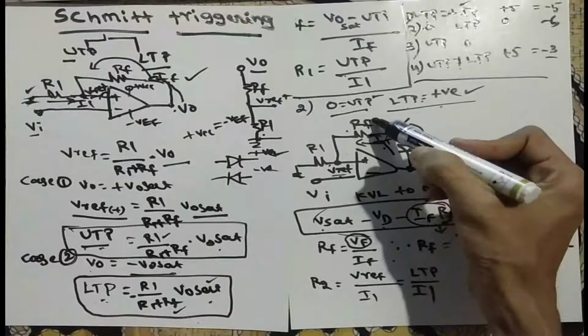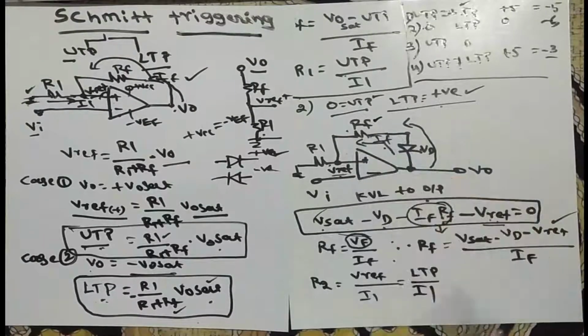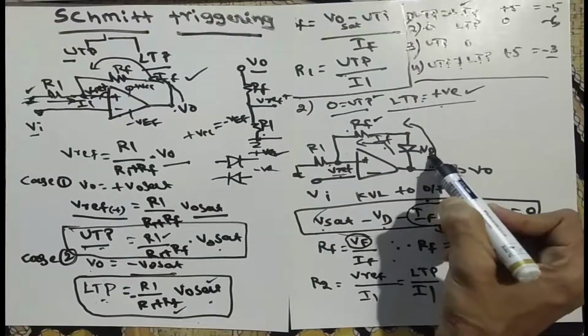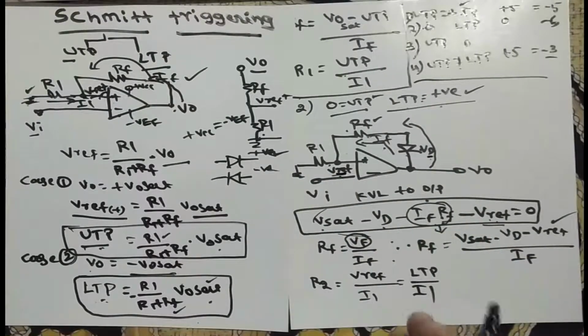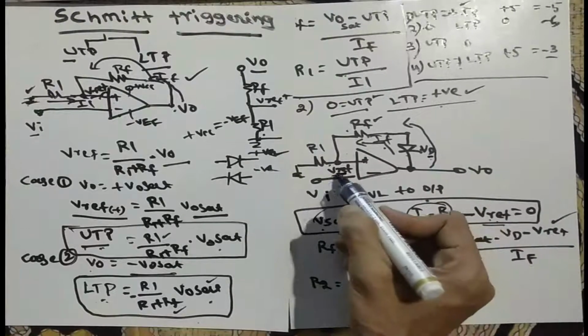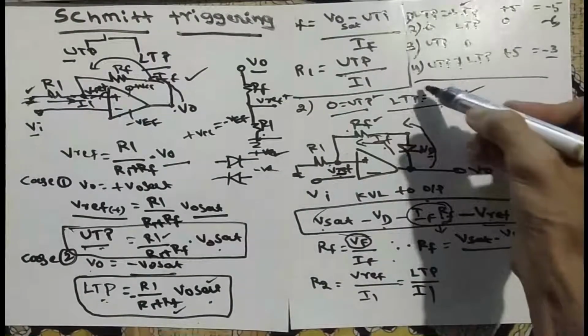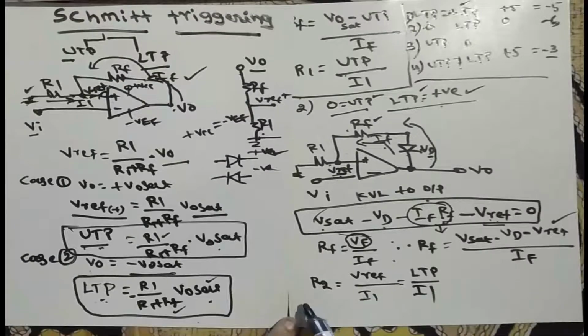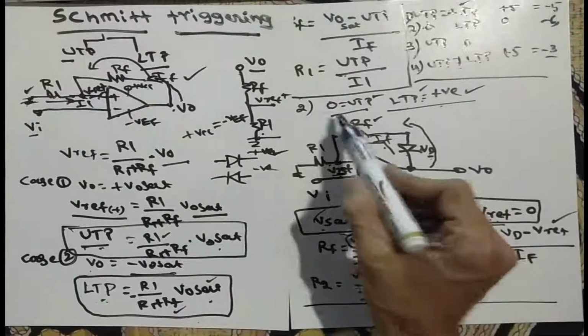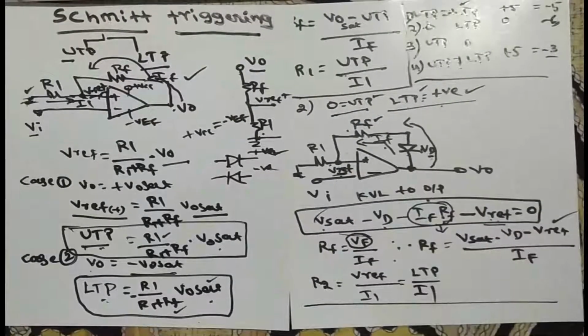Why am I taking the name RF? Because it is the feedback resistance. Why am I taking VD? Because it is the diode voltage. Why am I taking V reference? Because this is the reference voltage. And if you take LTP, it's actually very good because here we only get LTP. So these are the formulas we found for the case where UTP is 0 and LTP is positive.